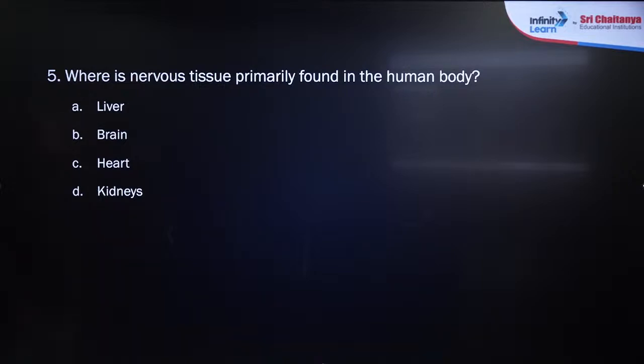Okay, Tanya, Anushka. The first answer I'm getting from Tanya and the second one from Anushka. Both are B and both are absolutely correct, students. The primary place of the nervous tissues in our body is going to be the brain. Brain, spinal cord, nerves, these are the parts where the nervous tissues are going to be found.